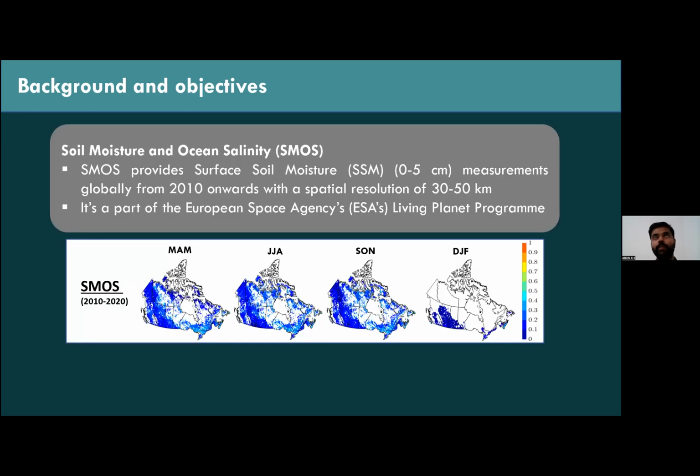So now I will be presenting the different types of satellite-based soil moisture data used in this study. First of all, soil moisture and ocean salinity, or SMOS.